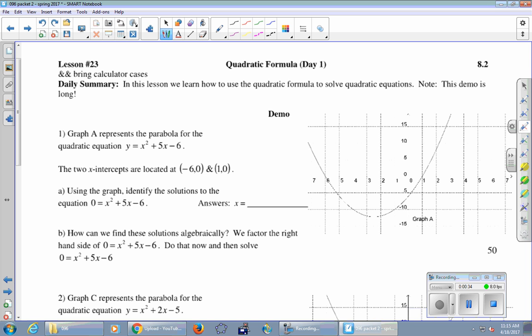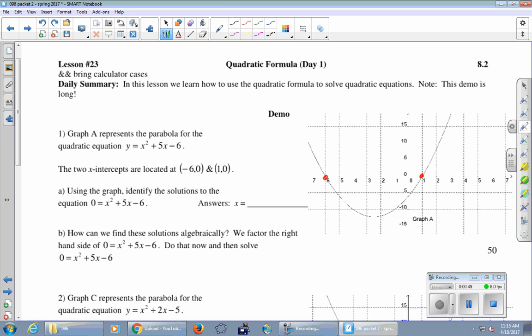Now I've got some graphical issues here. Your copy looks better than mine, right? Yeah. So (-2, 0), what am I looking at? No, (-6, 0) is there, and then (1, 0) is there. I think I'm in roughly the right spots.